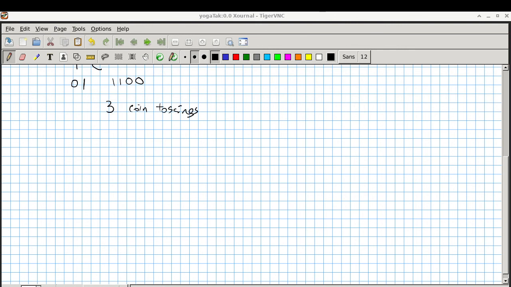Okay, so we are basically flipping a coin exactly 3 times. Each coin flip is a trial. Every single trial has 2 possible outcomes, which is head or tail. Is that okay? So now we start from here.